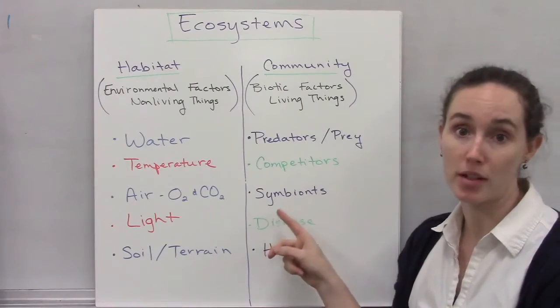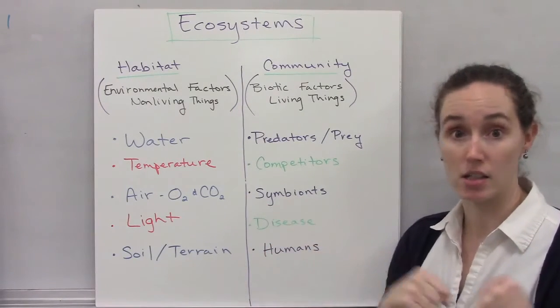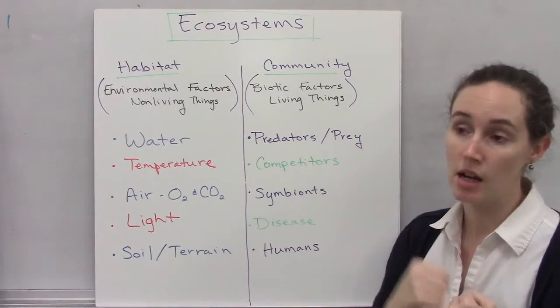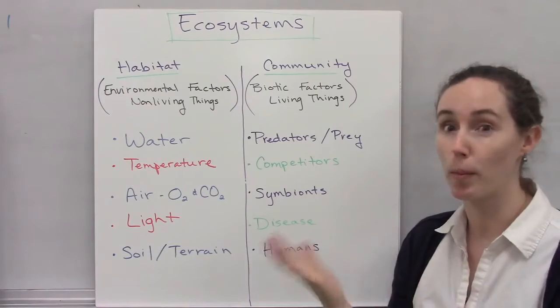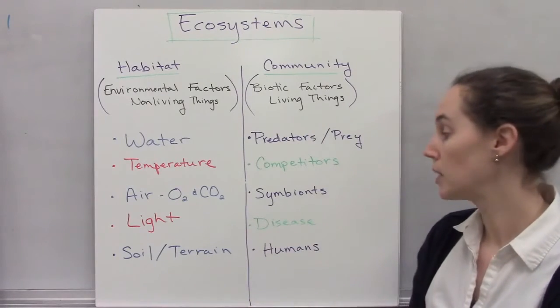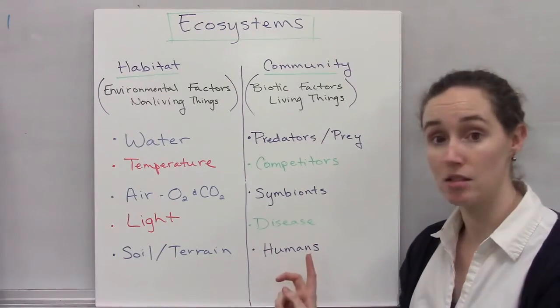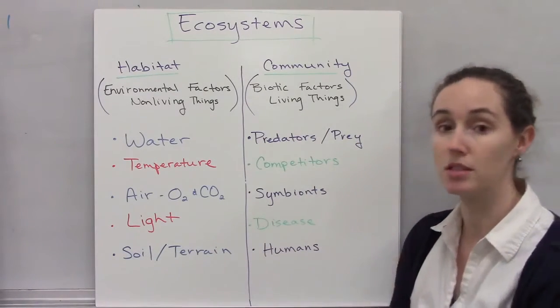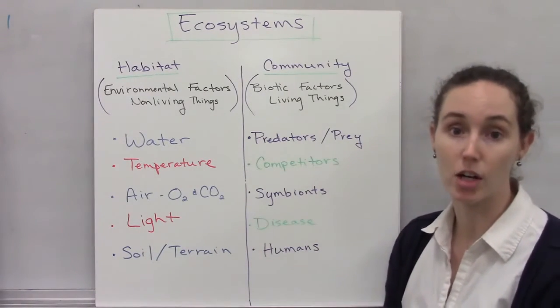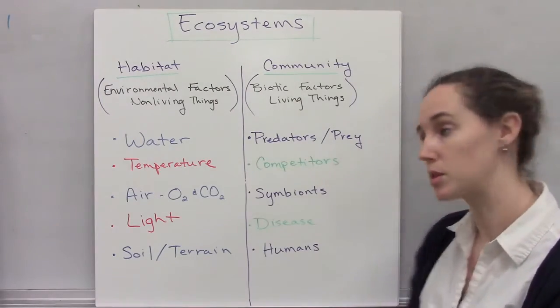Symbionts, which are organisms that live as a team with another, for instance, like pollinators and flowers, or parasites and their hosts. Also, diseases are part of the community, and humans. We can also be part of a community of many different ecosystems.